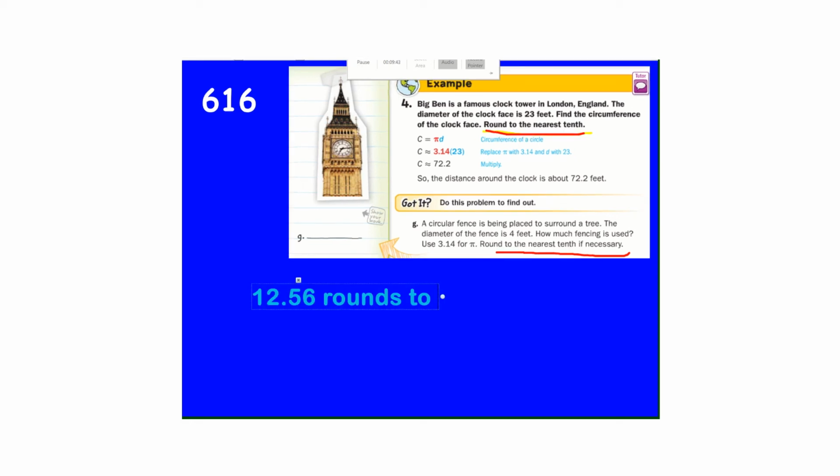Okay, if you did it with the calculator or if you did it by hand, either way, you should get 12.56, and rounded to the nearest tenth would be 12.6. So that should be your answer, 12.6. And what are the units? Feet, 12.6 feet.